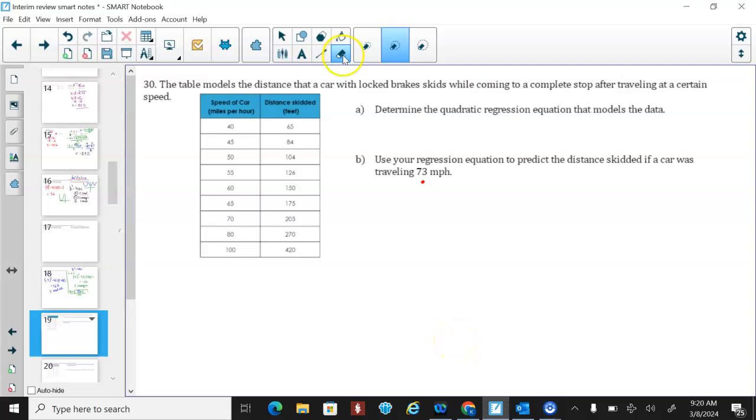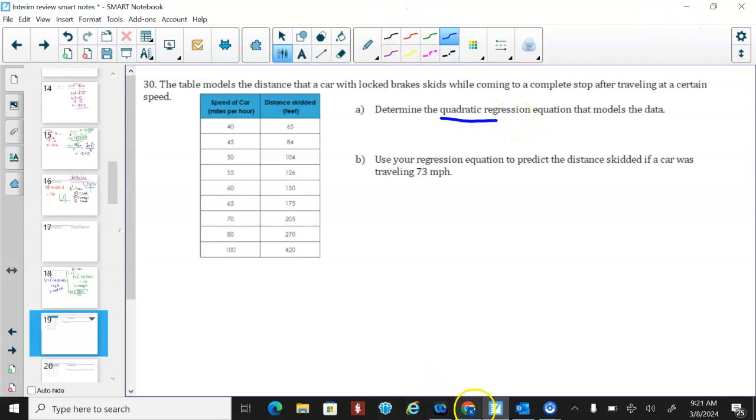All right, guys, we continue to question 30. Now we talk about a regression. The table models the distance a car with locked brakes skids while coming to a complete stop after traveling at a certain speed. It says determine the quadratic regression. So right there, it tells you it's a quadratic regression, and find the equation.